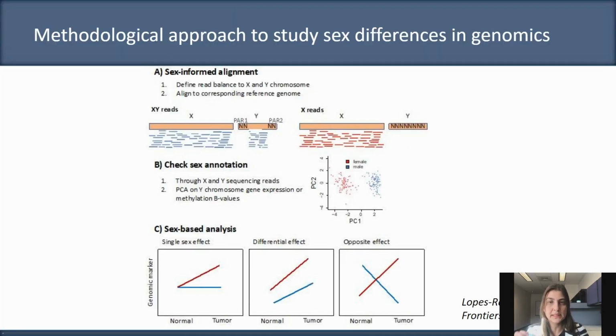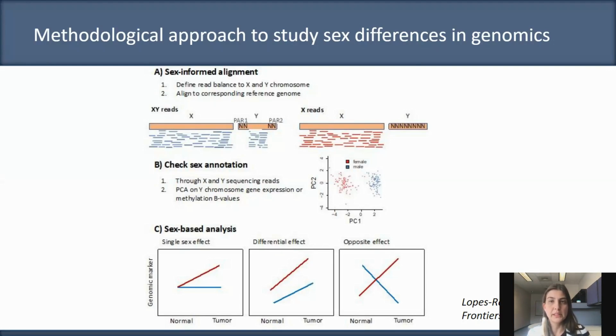So here is an illustration with a few of the steps that we need to look into. So first is how can we correct this bias that I just talked about that we see in sequencing alignment. So Melissa Wilson's group published a very nice tool to try to correct for this misalignment. It's called the XY alignment tool. And what we need is basically two reference genomes that are informed by sex. So we need a female reference genome and a male reference genome to map our sequencing reads.